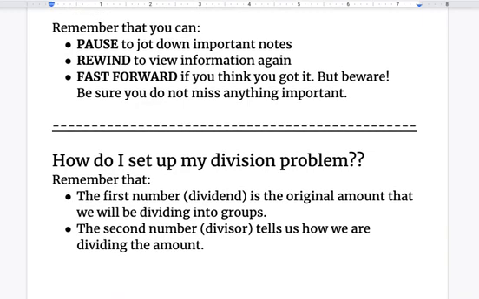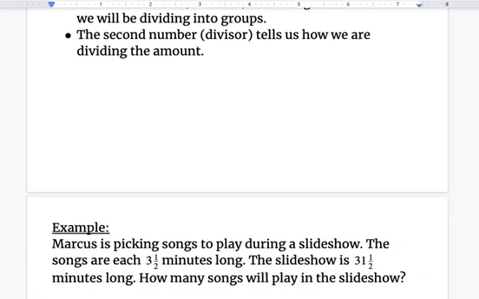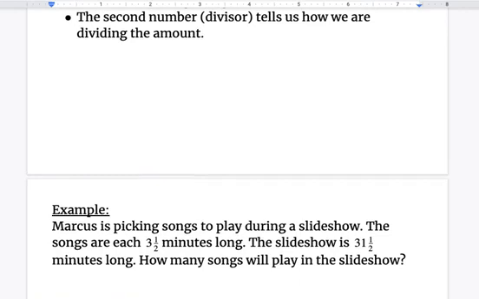Okay, so the first number is the original amount that we're dividing into groups. The second number tells us how we are exactly dividing that amount. Let's take a look at an example. In this example, Marcus is picking songs to play during a slideshow. The songs are each 3.5 minutes long. The slideshow is 31.5 minutes long. How many songs will play in the slideshow?